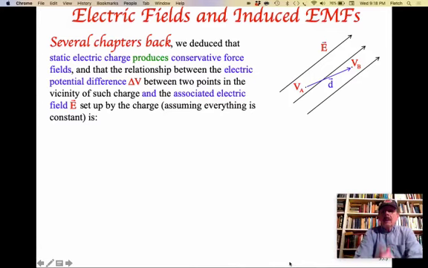So at this point, we've talked quite a bit about Faraday's law and the idea that you can have a coil that has some kind of changing magnetic flux through its face. And when that happens, you get an induced EMF that motivates current to flow.